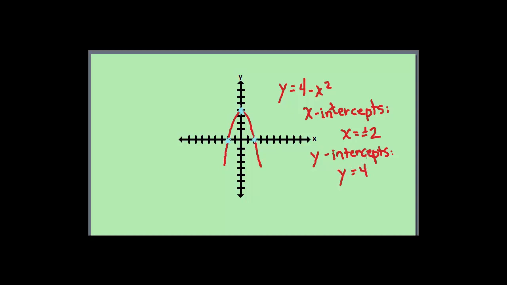Another way to write this is you can write them as coordinate points. So if someone asked you to label the intercepts, you could say they were at 2, 0, at negative 2, 0, and we also have one at 0, 4. And this would be labeling them as the coordinate points.